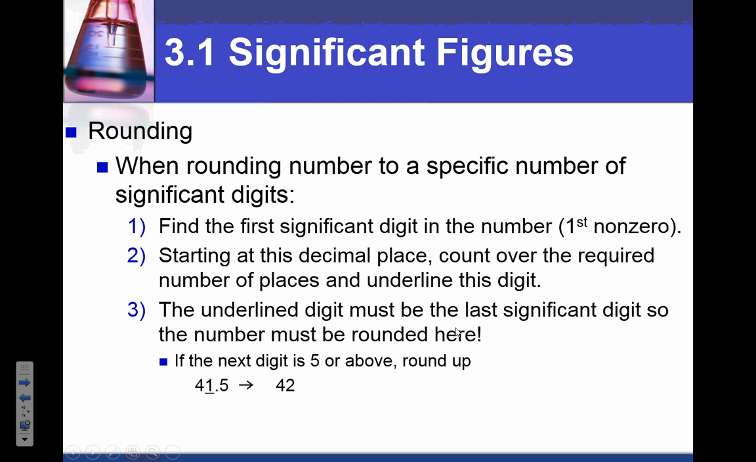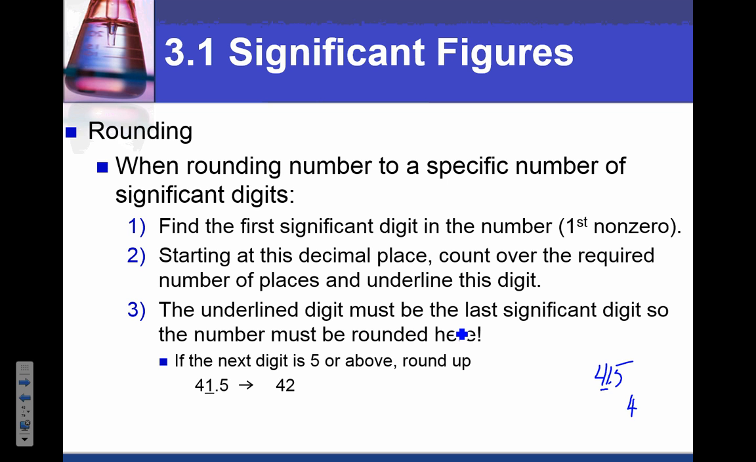And remember the rounding rules. If the next digit, and so we're at the underlined thing, our last significant digit, and we look at the next number, if the digit is 5 or above, we round up. So 41.5 is going to be called 42. Now what we're really doing here is if we have a number like 41.5, and we're rounding at the ones place.